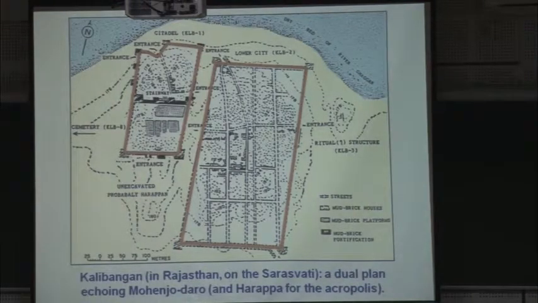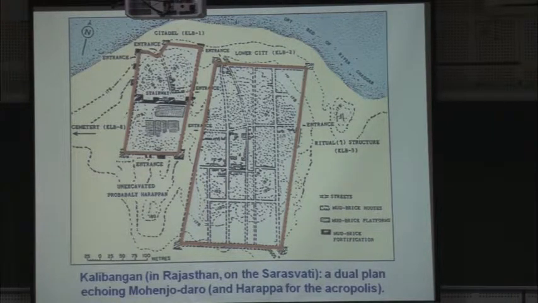This is a view of Kalibangan on the edge of the river Ghaggar, which has been identified with the Sarasvati. Again, there's a dichotomy between upper city and lower city, as in Mohenjo-daro. And again, evidence of planning, geometric alignment of the streets, etc.